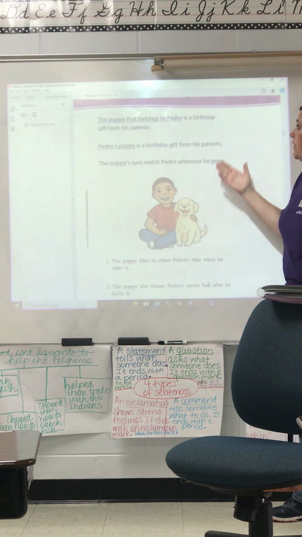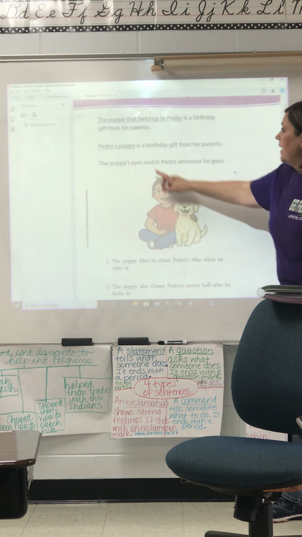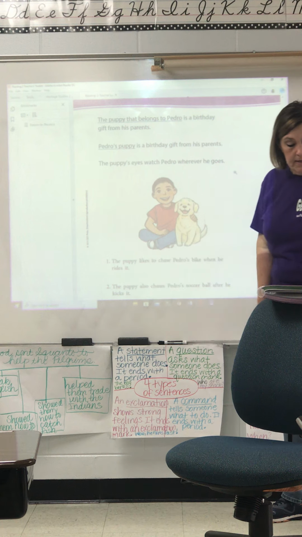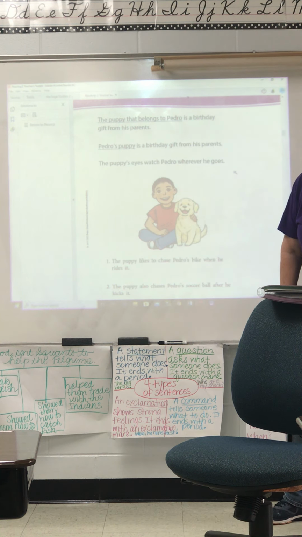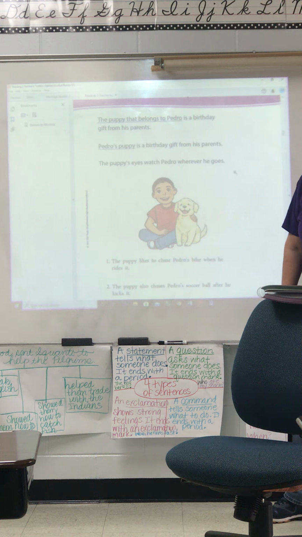Pedro has a puppy. The name Pedro is a noun. We can change a noun so that it shows us who or what has something or owns something. We usually add an apostrophe S to the end of the word or the noun to show possession. Which word in the second sentence shows that Pedro owns or has something? Pedro's.